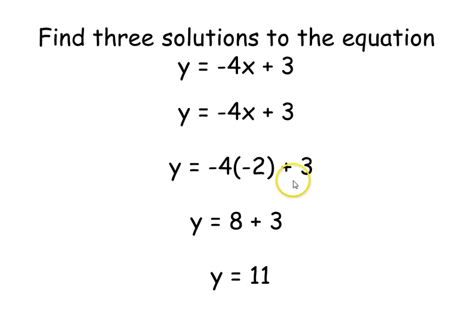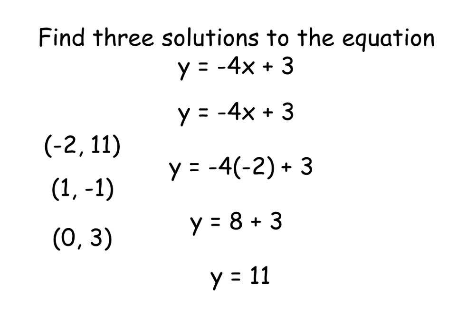So in this case, when we decide x is going to be negative 2, y is 11. So another solution to this equation is negative 2, 11. When we plug in negative 2 for x, we get 11 to be y. That makes the sentence true. So there's our first solution, or our last solution. The other solution we found was 1, negative 1. And the last solution that we found is 0, 3.